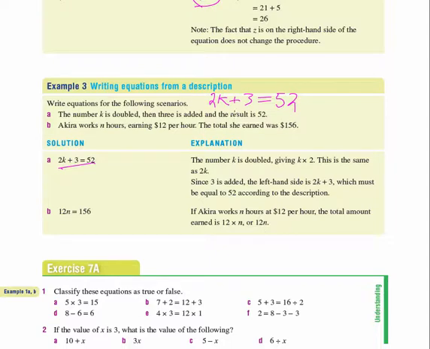is 52. Akira works n hours, earning $12 per hour. So there's n amount of hours, and she is earning $12 an hour, and the total she earned was 156. You could also represent this as 12n, because we know that that means 12 times n equals 156.